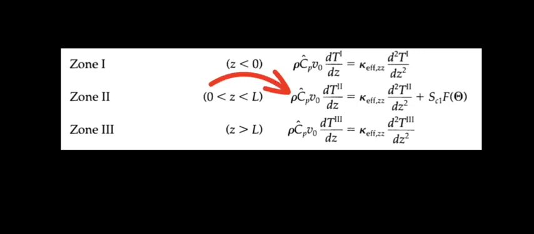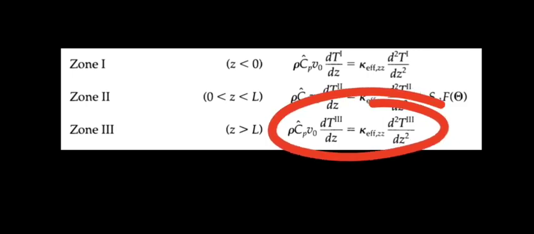The nature of S significantly affects the complexity of solving this differential equation. And for zone 3, where z is greater than L, we get this equation, and this equation again describes a region without the primary chemical reaction, and thus the equation is similar in form to that of zone 1, involving axial conduction and convection but without the S term.